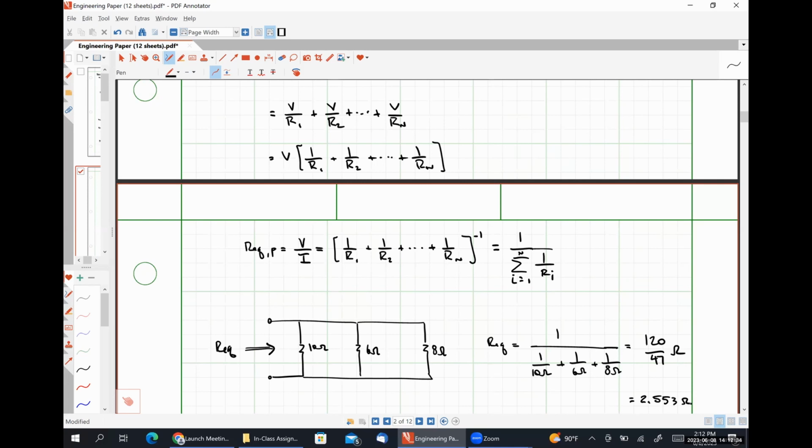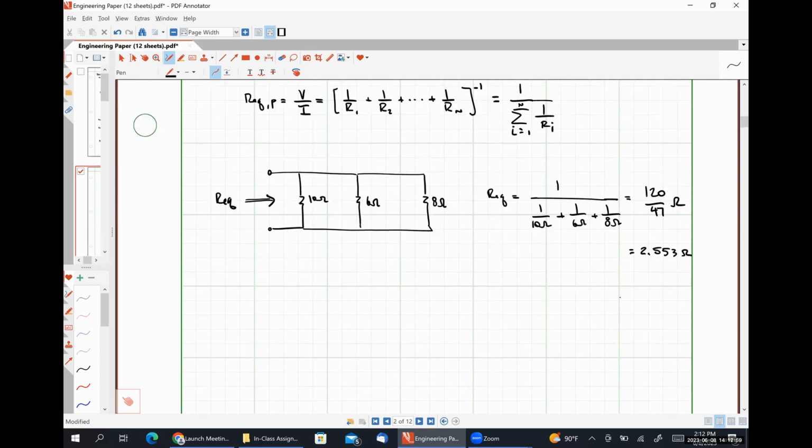So those are the basics of resistor combination, okay? Whenever resistors are in series, we simply add the resistor values together. Whenever we have resistors in parallel, we add the reciprocals of the resistors together and then take the reciprocal of that sum. Now let's look at a couple of special case kind of things, all right?